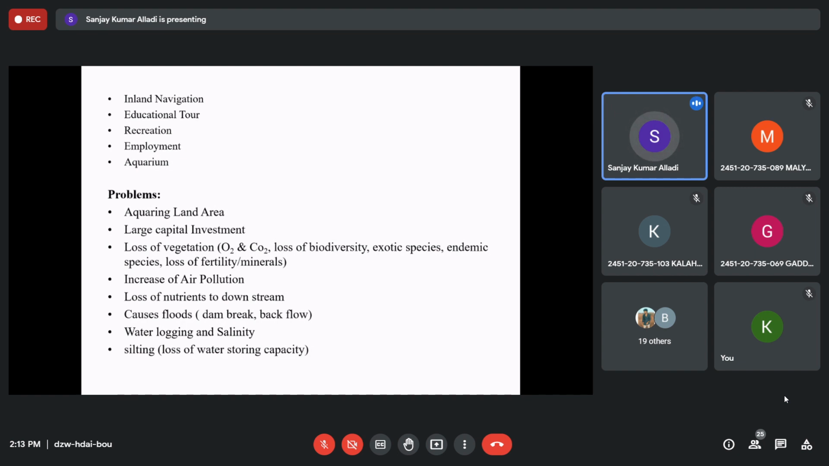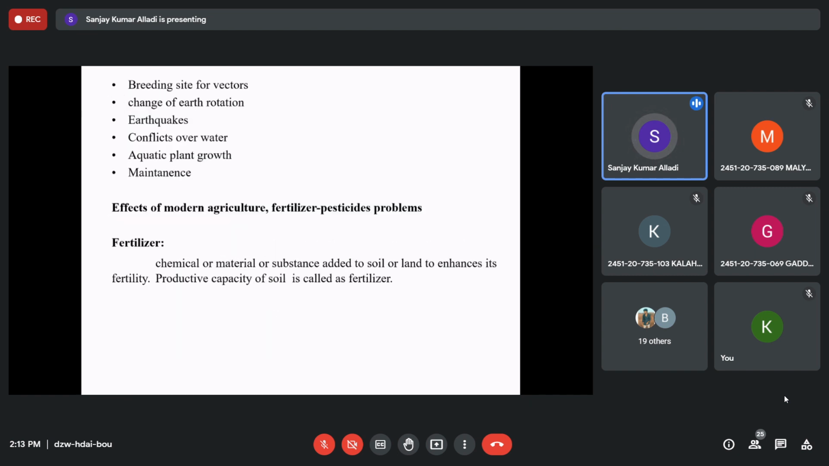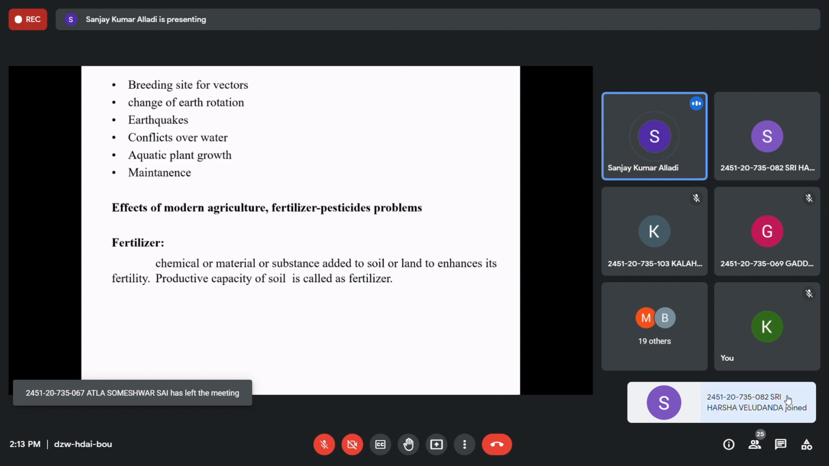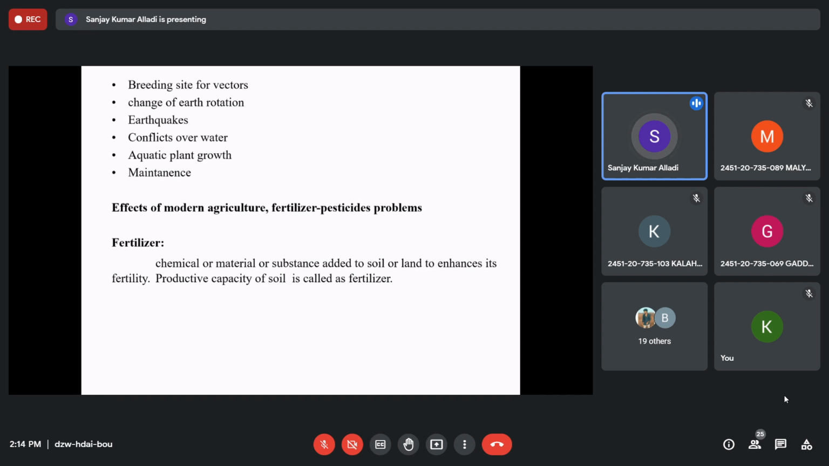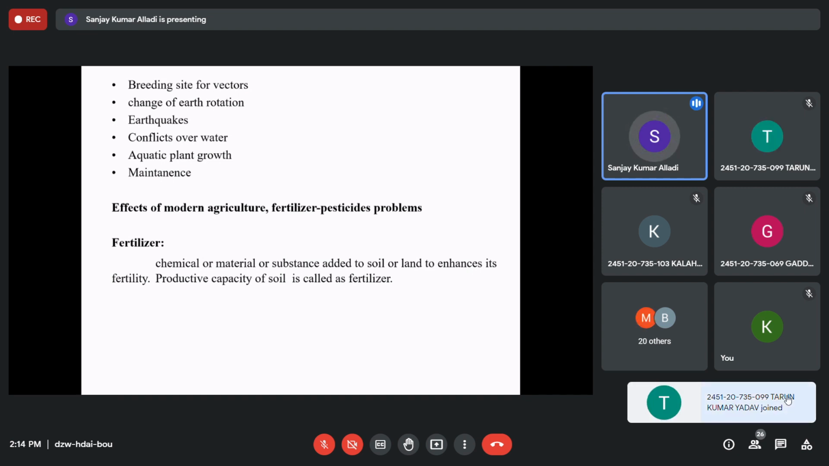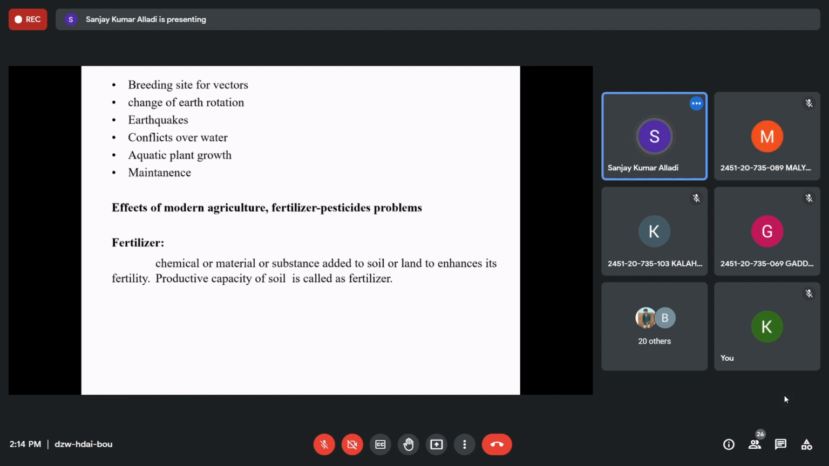Then waterlogging and salinity, we discussed silting, loss of water storing capacity, then breeding site for vectors, change of earth rotation, as there is a huge weight of water and dam on one piece of land. It exerts a pressure on the land and can cause changes in the earth's rotation, and that can cause tremors and land subsidence, tremors and vibrations in the land, and can cause earthquakes. And definitely, whenever dam construction occurs, it causes conflicts over water if too many authorities are sharing the same water, like two regions or two cities or two states or two countries, right?